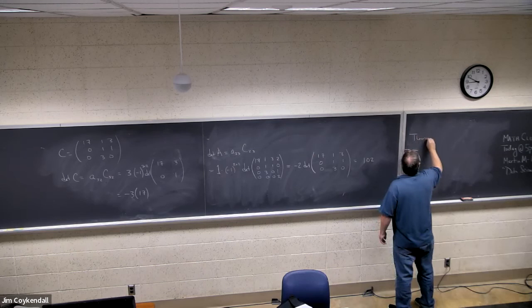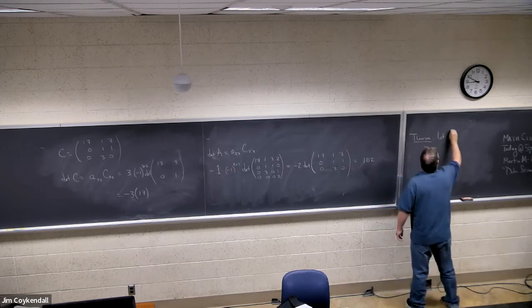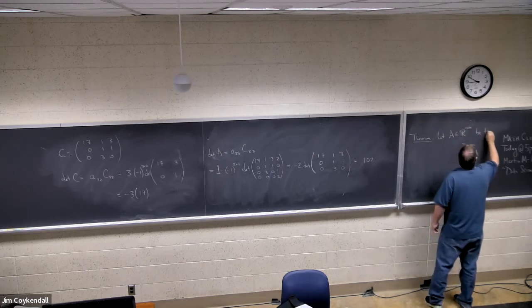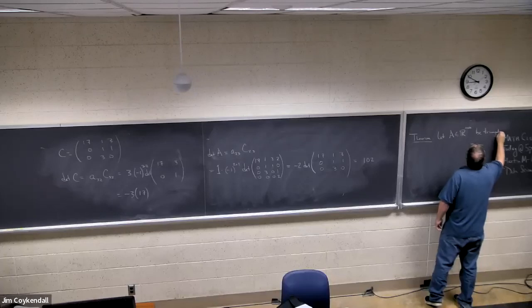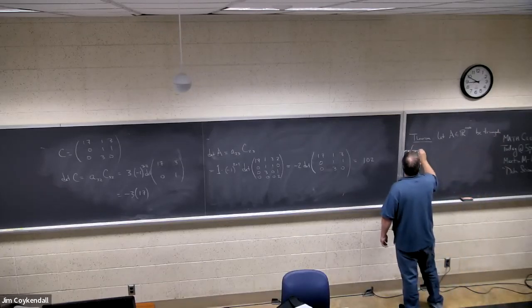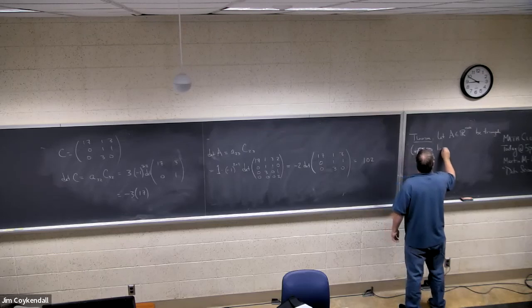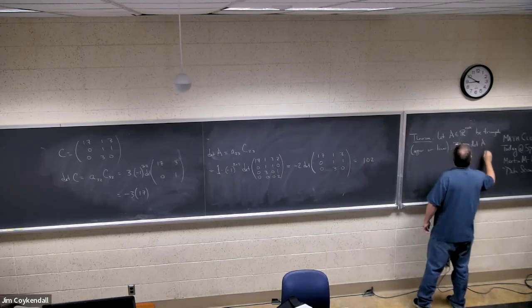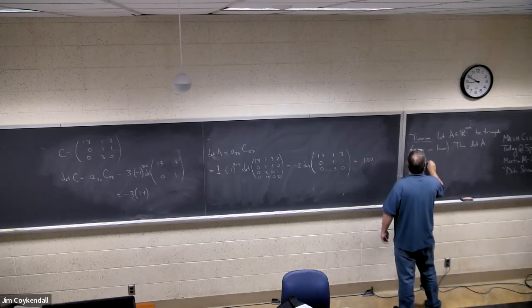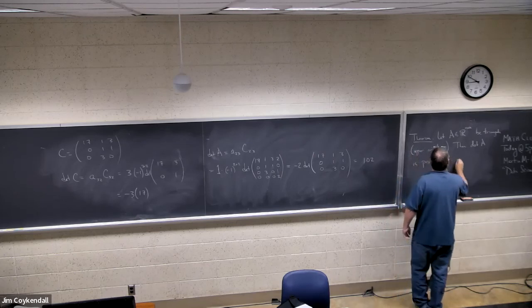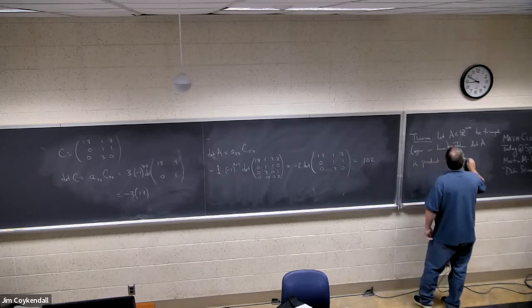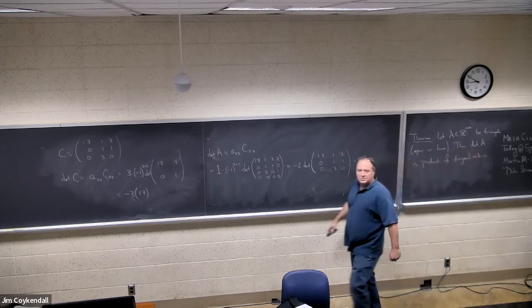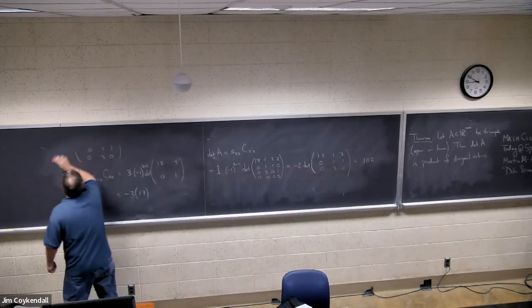There. Okay. Fine. Upper or lower? Then the determinant of A is the product of the diagonal. So, let me go ahead and make this right.